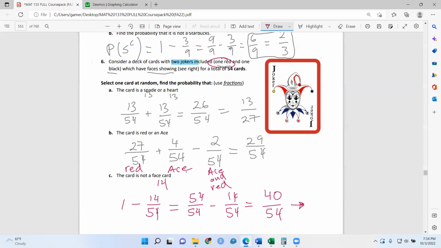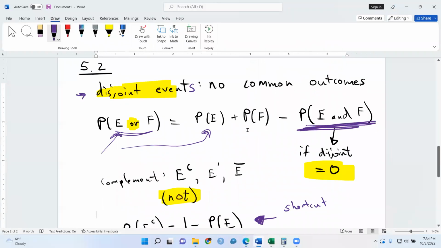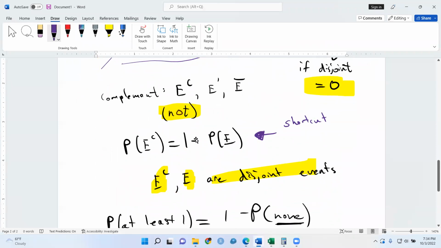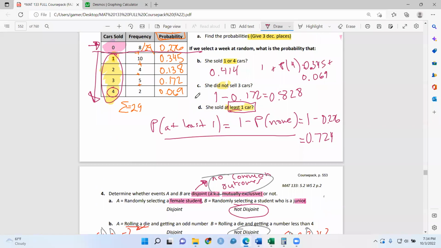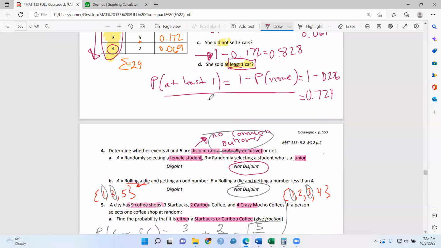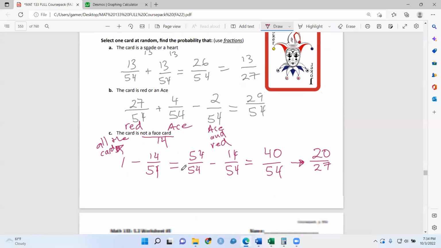Jen, what does the 1 represent? All the cards, 100%, right? And then we're saying, hey, it's not a face card. What I'm using here is that complement rule we used before: if we know the probability, it's 1 minus the probability of the complement. I'm doing the exact same thing here I did here and here. It's just a little trickier, because we have all these face cards with the 2 extra jokers that no one ever plays with.